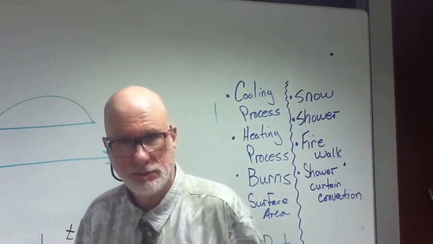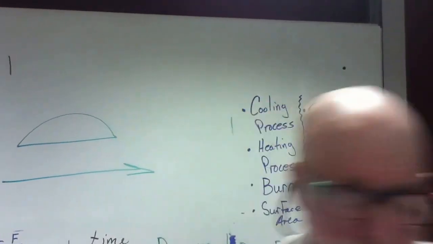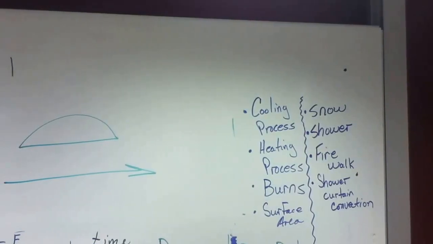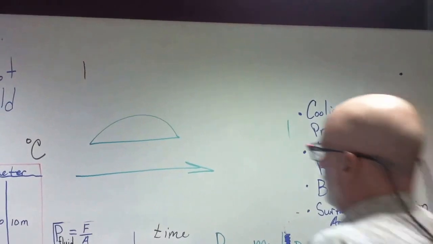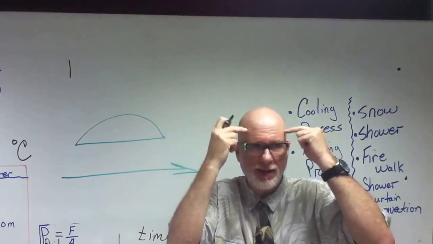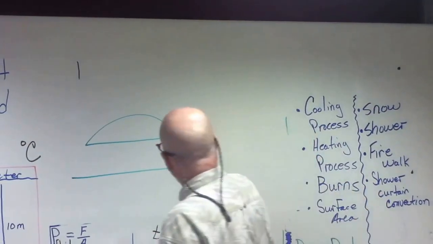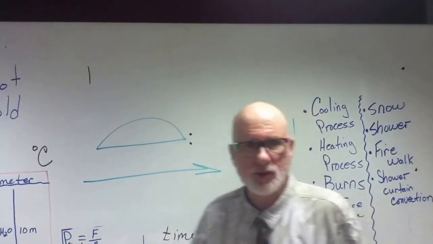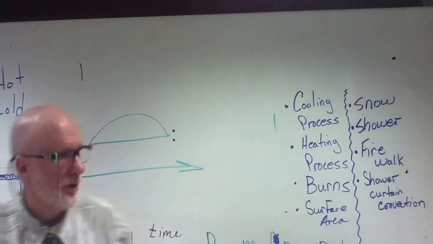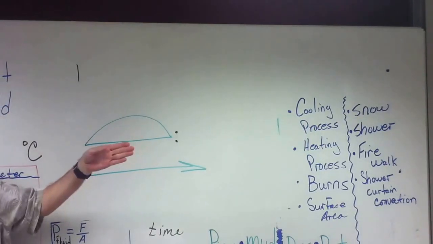Is that okay? All right, now. The wing is going from left to right. Now, think of it this way. There's 2 molecules of air right there. And the wing's going that way.